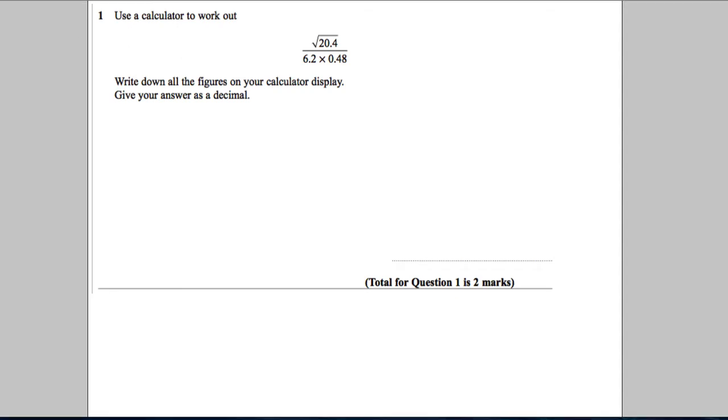Okay, in this question, we're asked to use a calculator to work out the square root of 20.4 divided by 6.2 multiplied by 0.48. Now, here we go. Write down all the figures on your calculator display. Give your answer as a decimal.